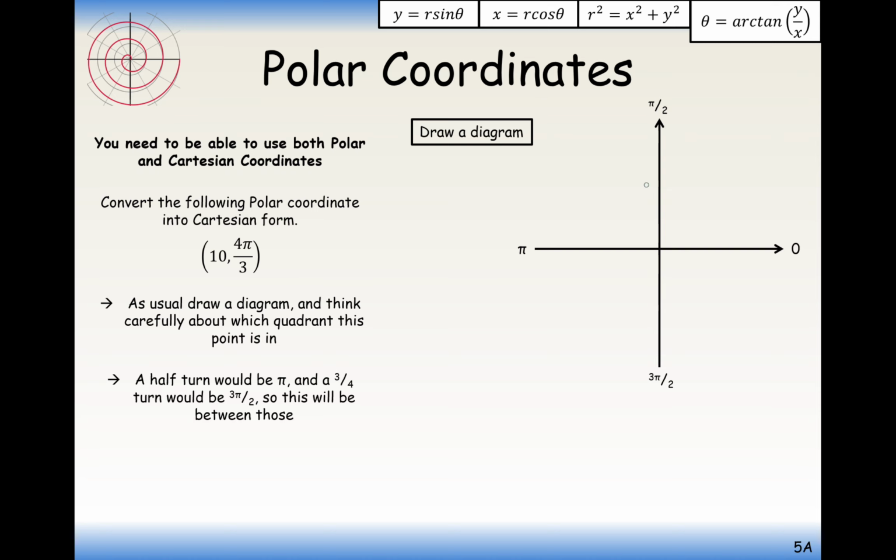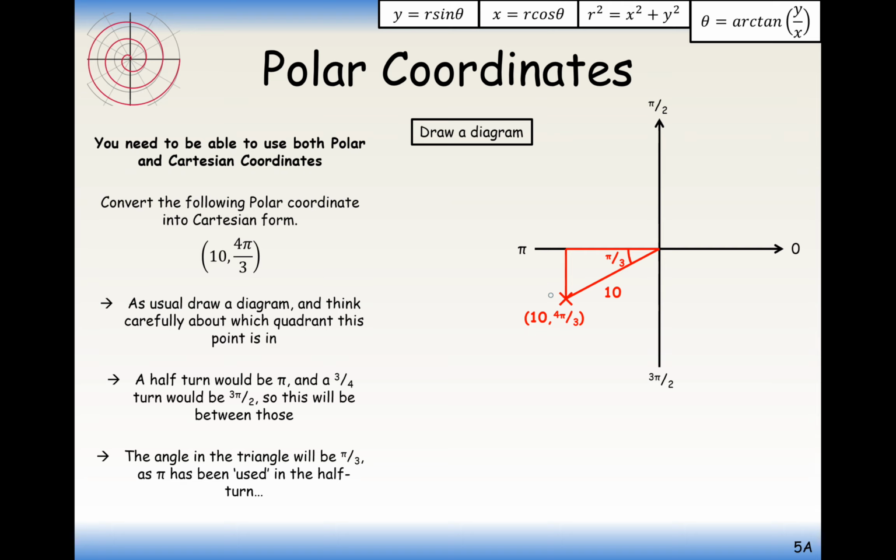If we think about it, 180 degrees would be pi radians. That would leave us with a pi by 3 left. So it would be pi by 3 radians round and a distance of 10. So this angle inside here is actually the angle pi by 3 when we draw out this triangle. So now let's work out the Cartesian coordinates. Let's work out x and let's work out y.